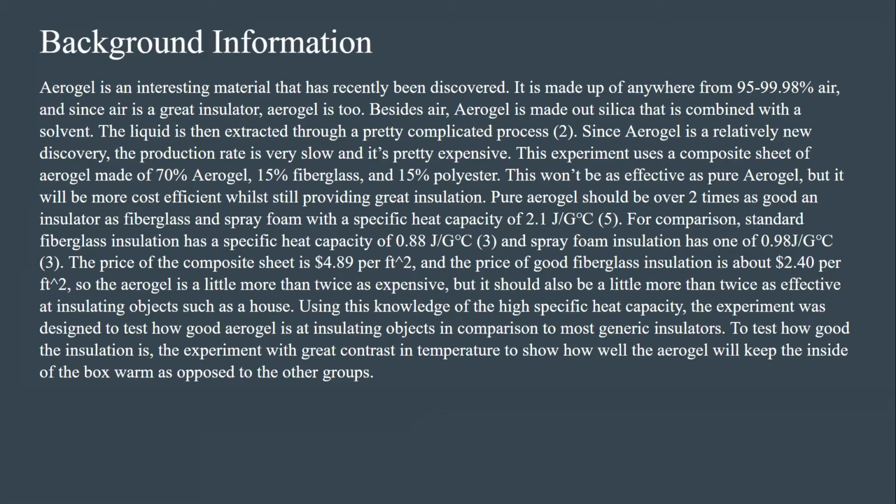The price of the composite sheet is $4.89 per square foot, and the price of good fiberglass is about $2.40 per square foot. So the aerogel is a little bit more than twice as expensive, but it's also a little more than twice as effective at insulating.